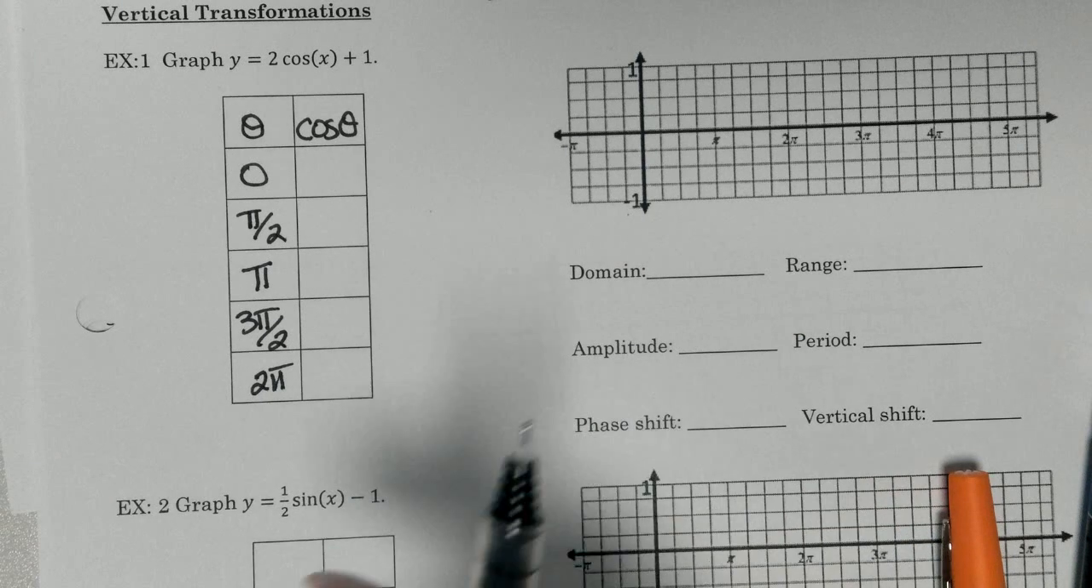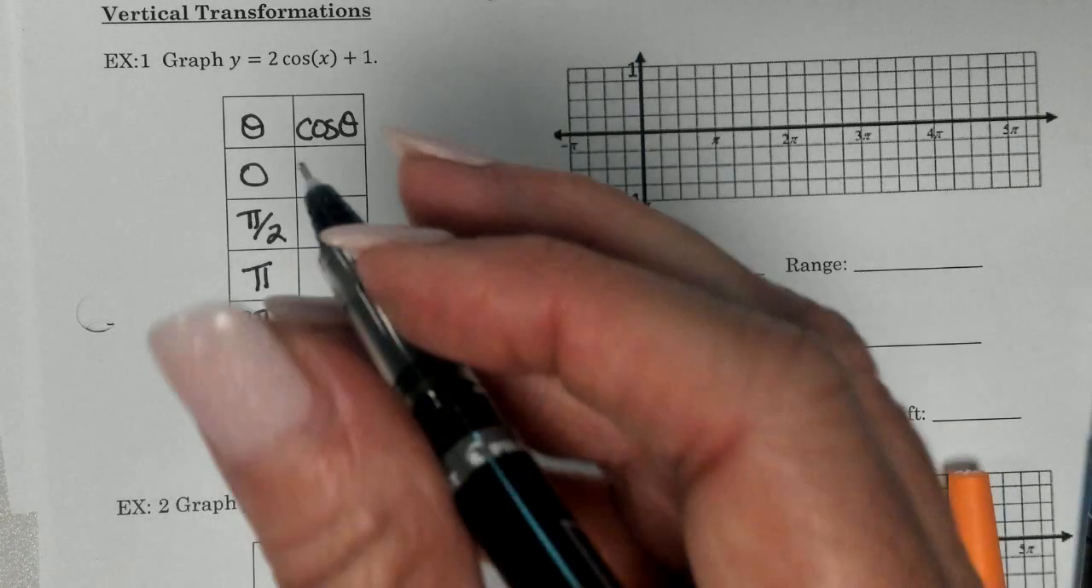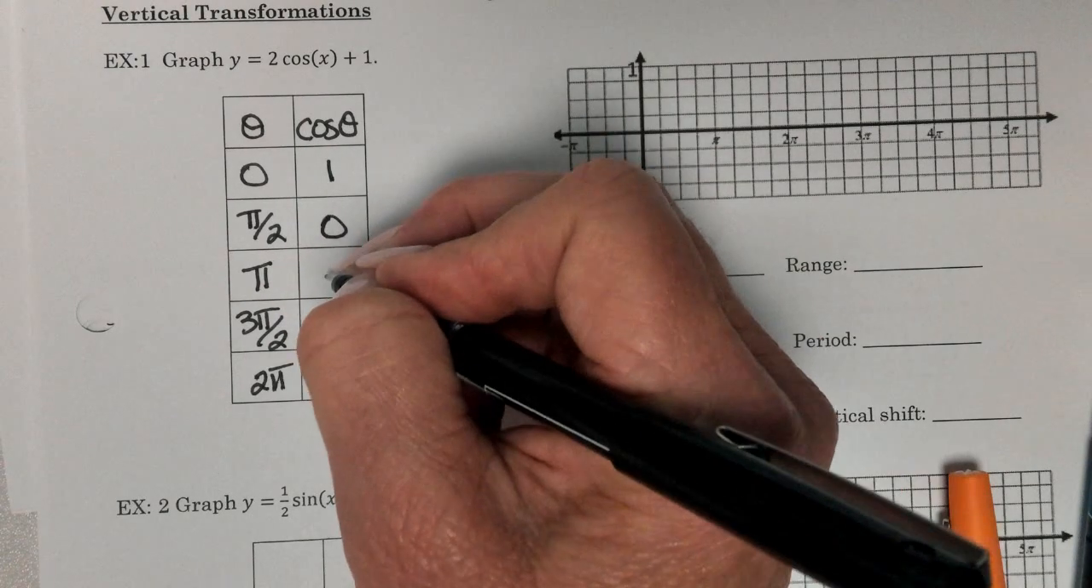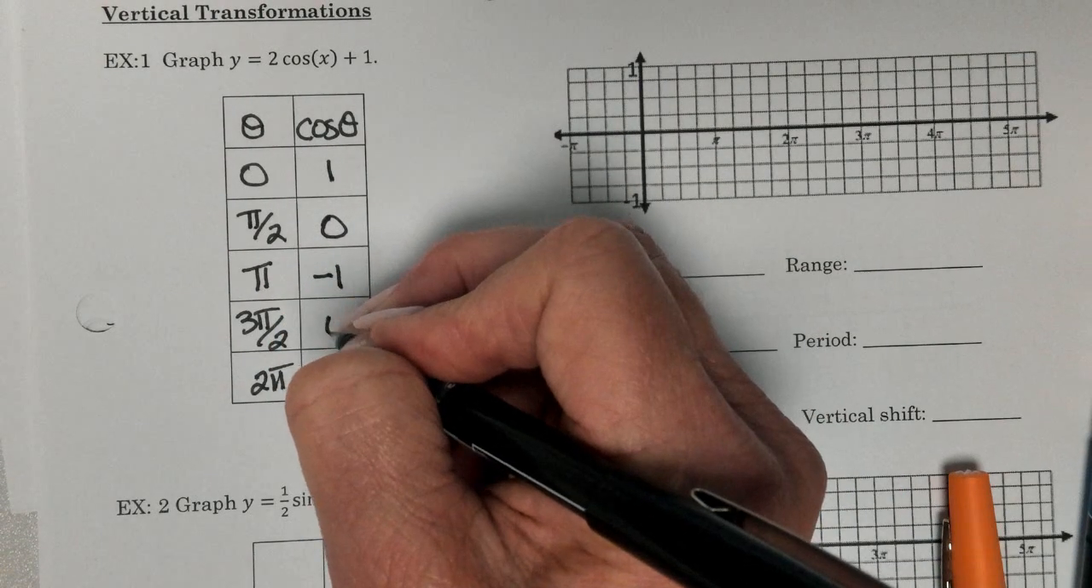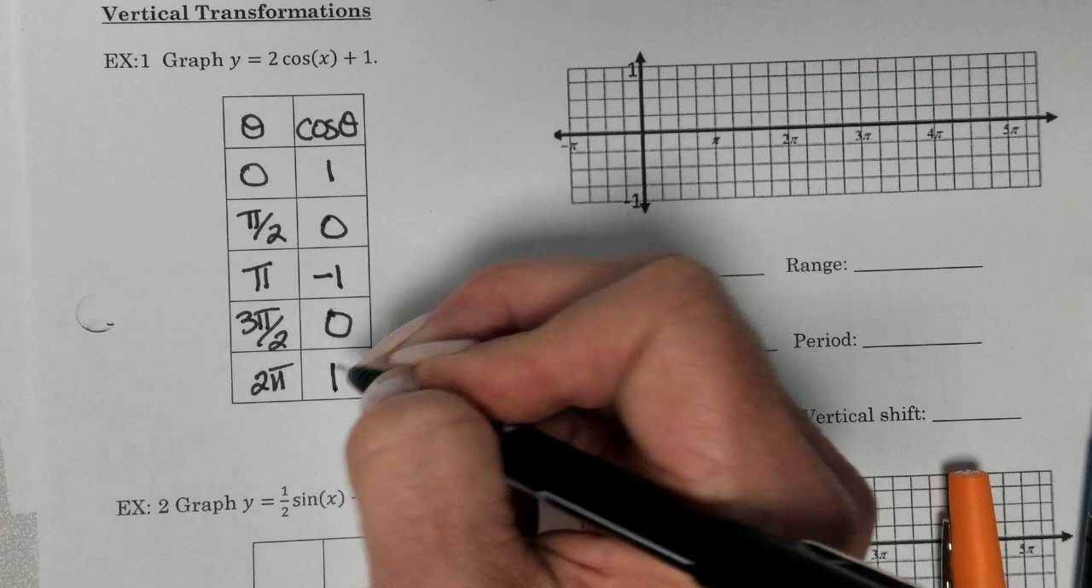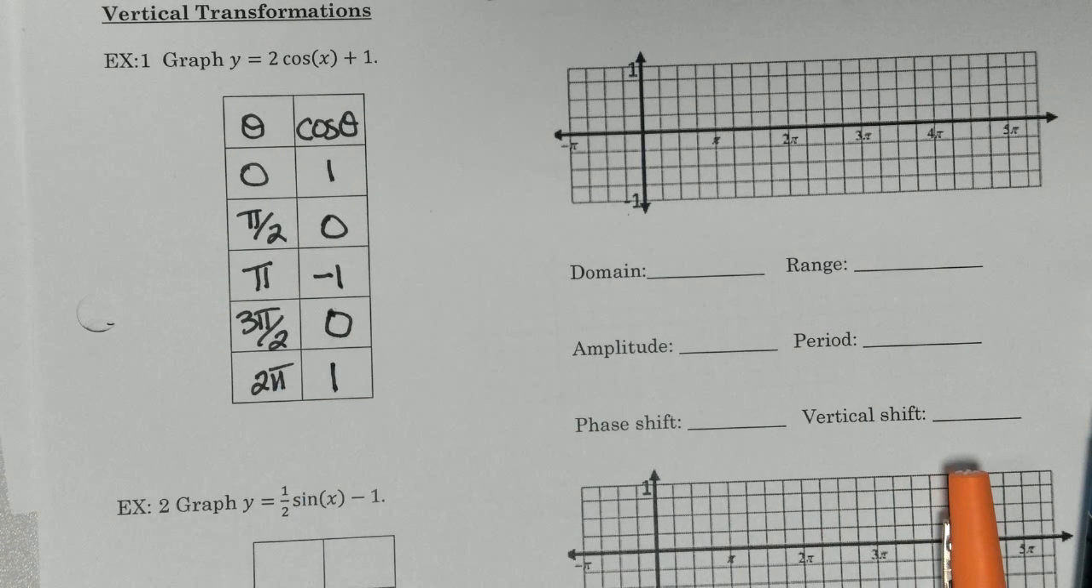And then what are the output values for those angles? 1, 0, negative 1, 0, and then positive 1 again. Okay, so we've got our key points.